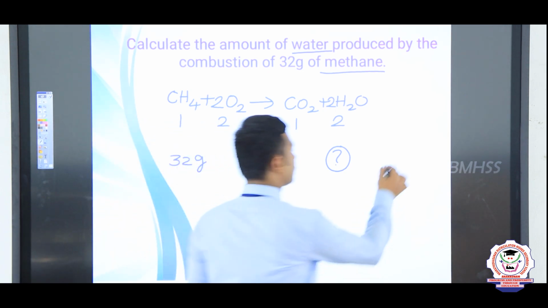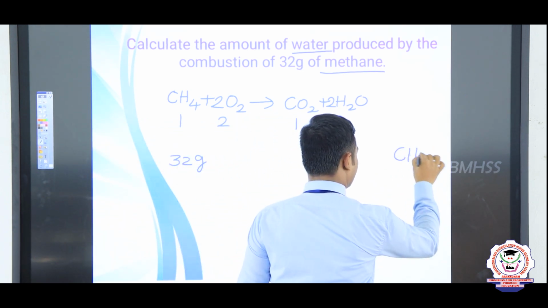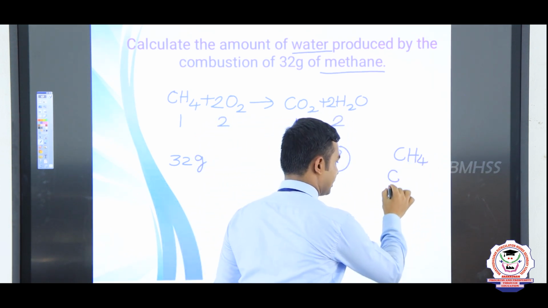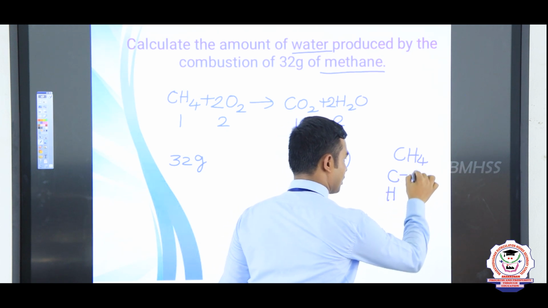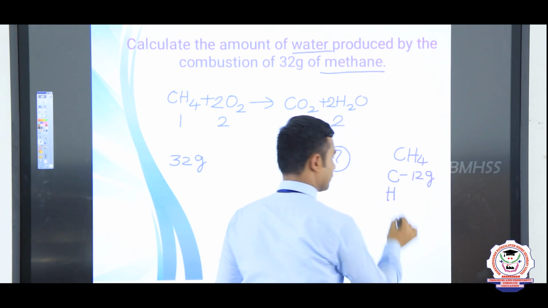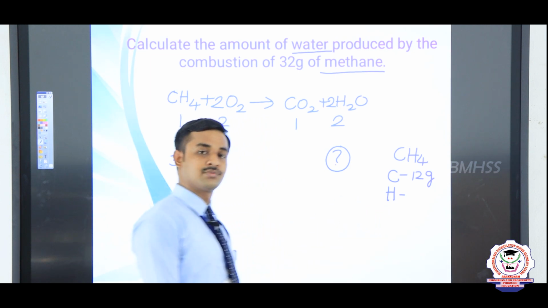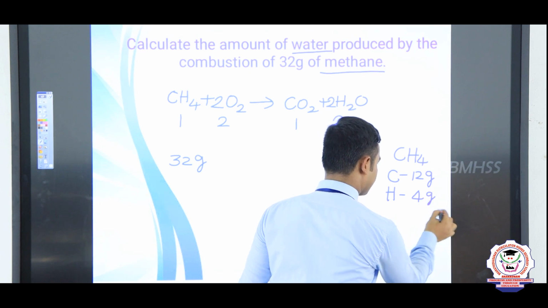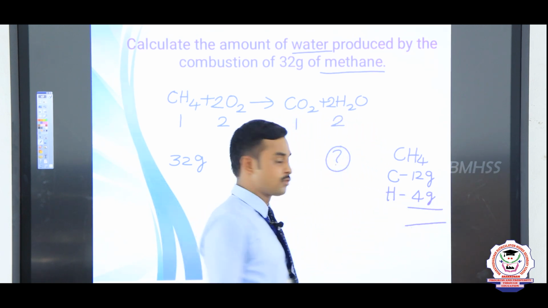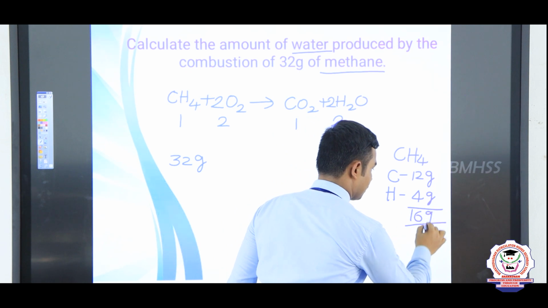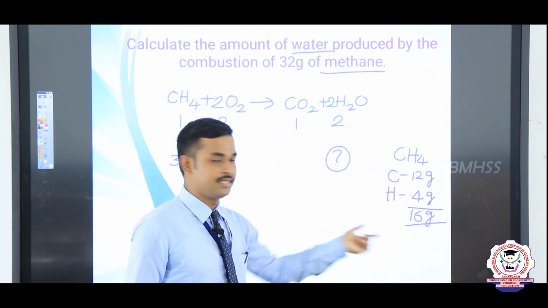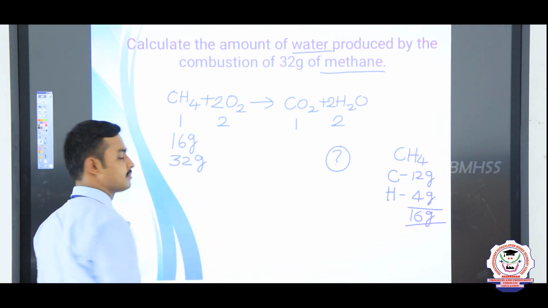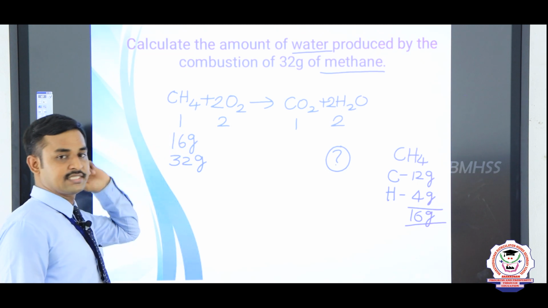How can we convert moles into mass? For methane, let us find the molar mass. It contains carbon and hydrogen. One carbon contains 12 grams. One hydrogen contains 1 gram, and we have 4 hydrogens, so the total mass is 4 grams. So, 12 plus 4, 16 grams is the molar mass of methane. So, 1 mole of methane contains 16 grams.